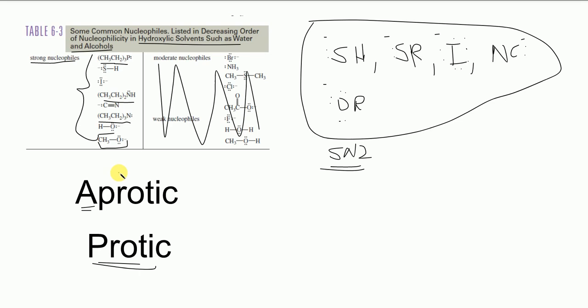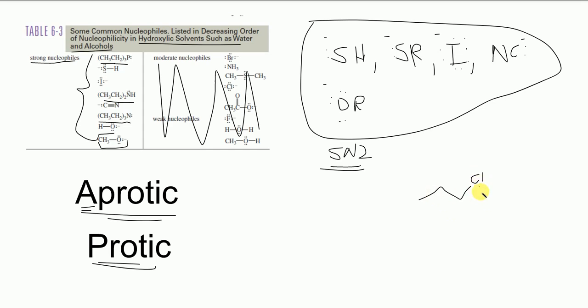And the one thing I want everyone to think about in SN2, SN2 needs strong nucleophiles. It wants a primary carbon, okay? So SN2 wants something like this. It wants one of these, and it wants an aprotic solvent, okay? And this is all because SN2 is a very fast reaction, okay? SN2 is fast, all right?